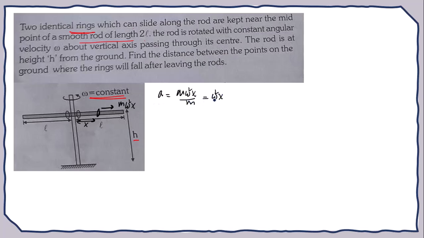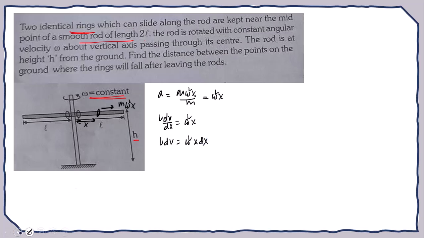Okay, so acceleration equals omega square x. Corresponding to that, what is the velocity? So a can be written as v dv dx. That should be equal to omega square x. So ultimately what I write, v dv should be equal to omega square x into dx.